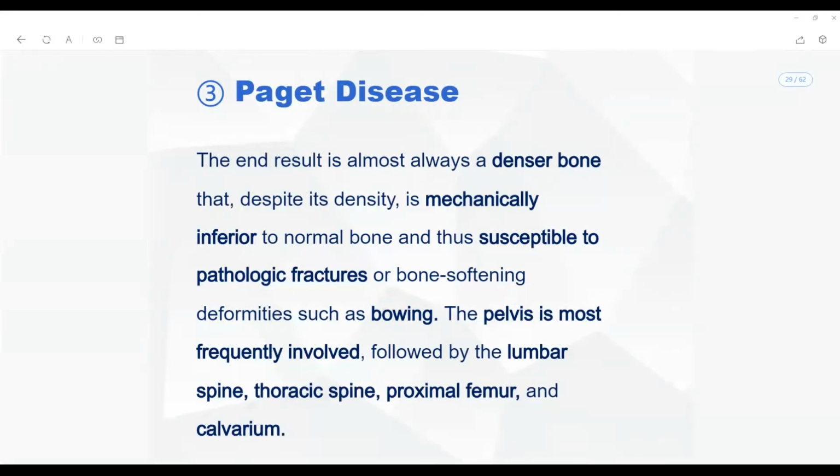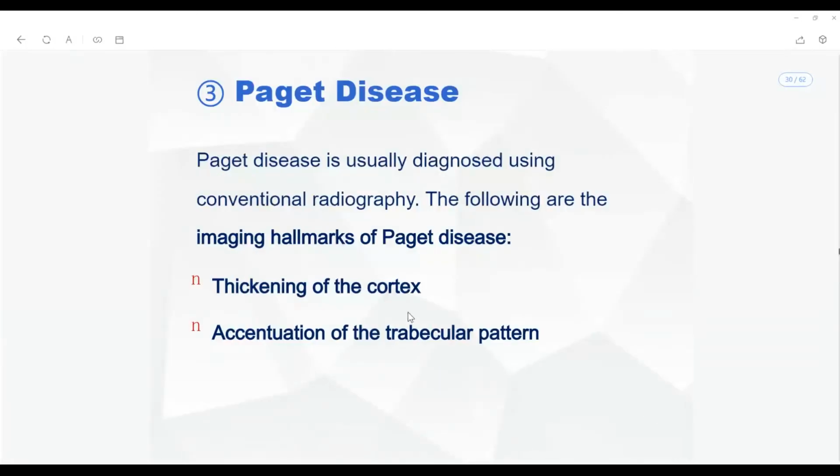Multiple myeloma and Paget's disease are the ones that actually cause such an appearance. So here you can see that there are only very few radiographic features of Paget's disease, but still they are widely confirmatory. So what are the radiographic features?